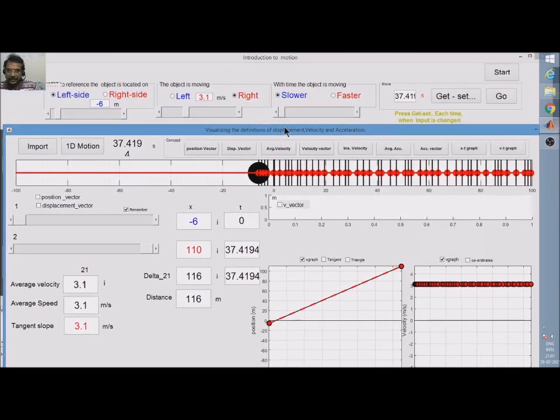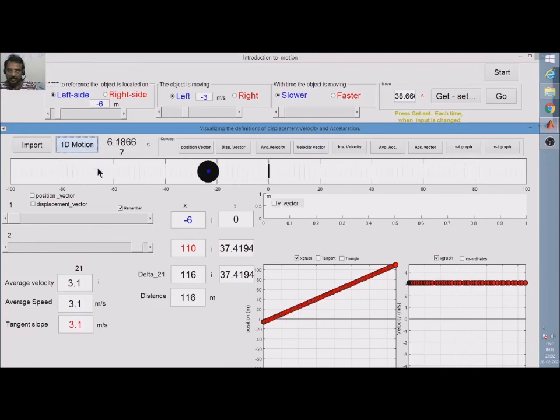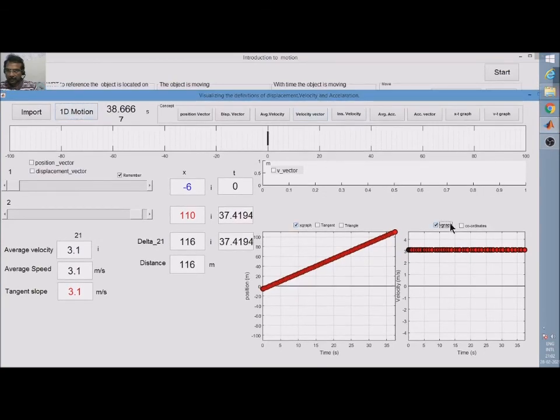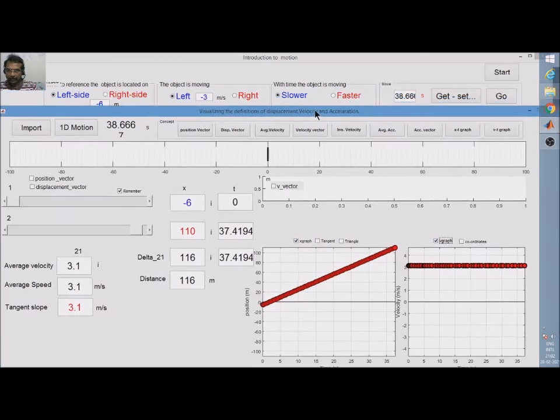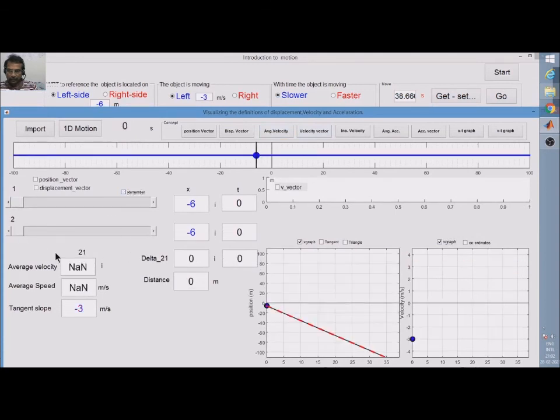And finally, let us observe the case where it moves towards the left, and again the speed doesn't change. The object is at -6 meters. Let us observe the motion. It goes towards the left. So the object is moving towards the left.